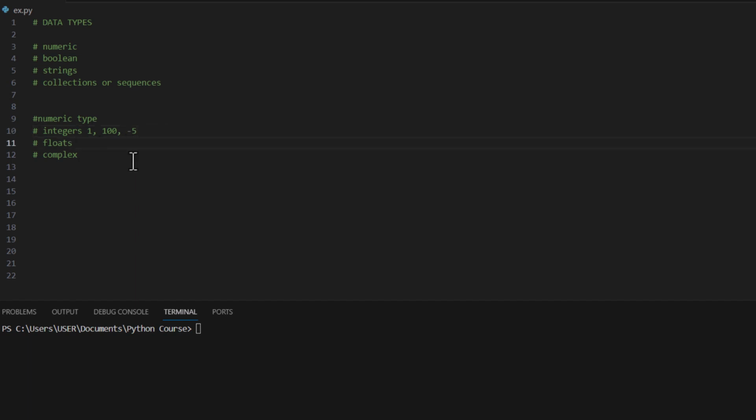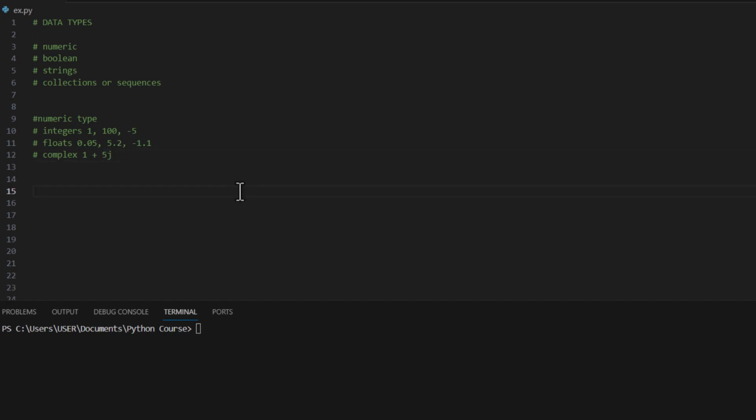Then the floats. Floats are numbers that have decimal places. Something like maybe 0.05, this is a float. We'll have 5.2, this is a float. And we'll have -1.1, this is a float. And then we'll talk about the complex numbers. Complex numbers are numbers that have the real and imaginary parts. Something like maybe 1 plus 5j is a complex number. The 1 is the real part, while the 5j is the imaginary part.